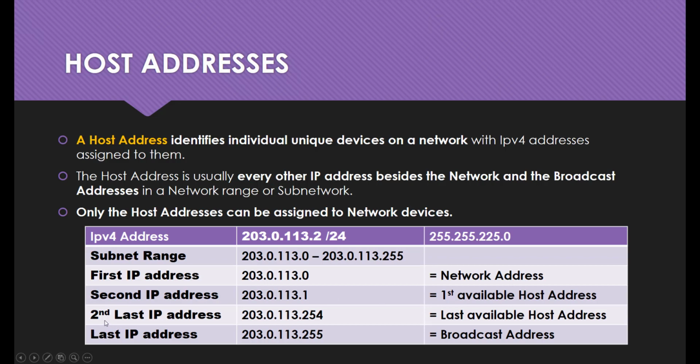And we can see the second last IP address is 203.0.113.254, which is the last available host address. From this, we can deduce that we have 224 addresses that are available to be assigned to network devices, while we have the singular network address, and we also have one broadcast address for this IP address range.